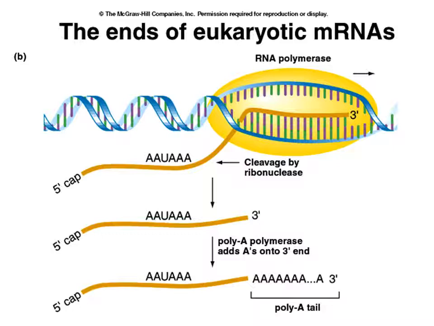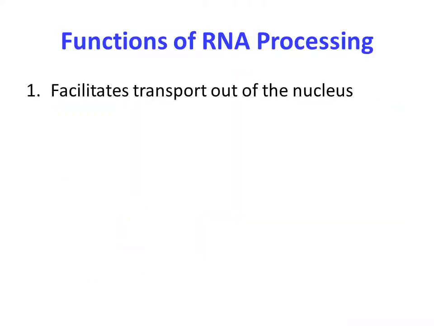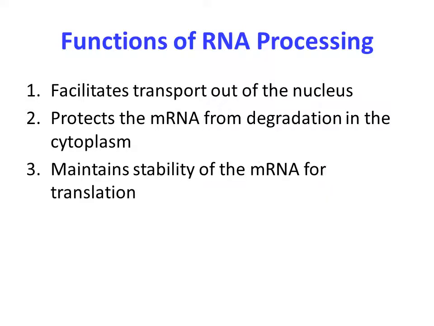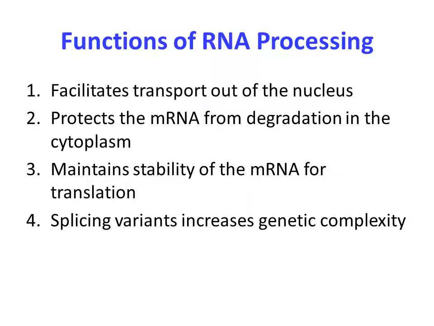The last step of mRNA processing is that we add on a set of adenines onto the 3' end of the messenger RNA. And this also helps to prevent degradation once the messenger RNA leaves the nucleus and moves into the cytoplasm. So the function of all this processing is that it facilitates transport out of the nucleus, it protects that messenger RNA from degradation once it's in the cytoplasm, it helps to maintain stability of the mRNA for the process of translation, and the splicing variants greatly increase our genetic complexity.